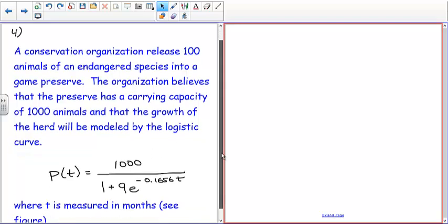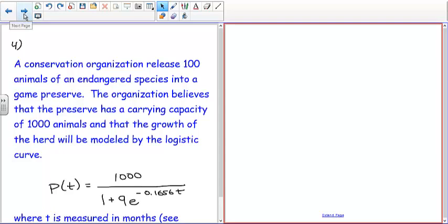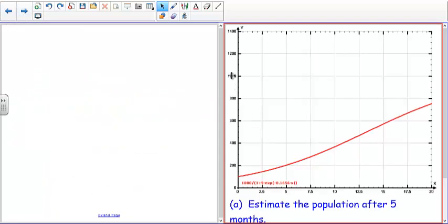So that's the equation. See the figure. So it looks like this. Starts off at 100. It increases quickly, but then it starts to slow down as the carrying capacity is reached, and the carrying capacity was 1,000. So you draw a horizontal line here at 1,000. This curve is ultimately going to go out that far.